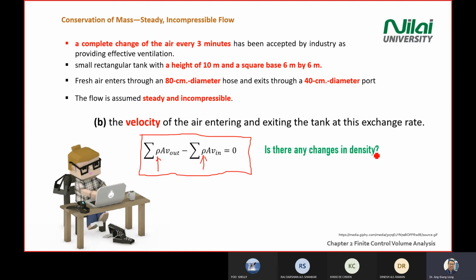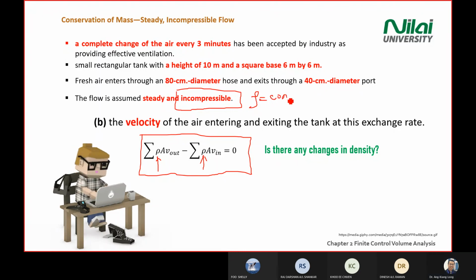How do you know there's no change of density? You look at this word. When you see incompressible in your question, it means the rho is constant. Okay, go back to your physics understanding of density. Okay, constant. Apologize, because I'm using a mouse to write. Okay, rho is constant when you see incompressible.